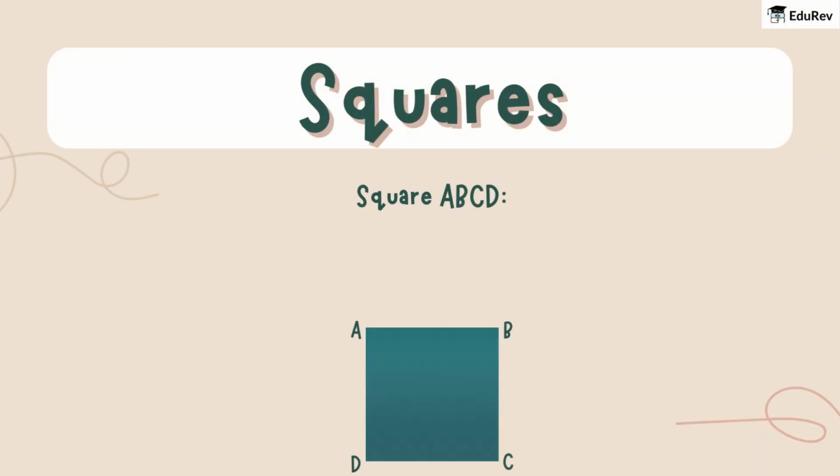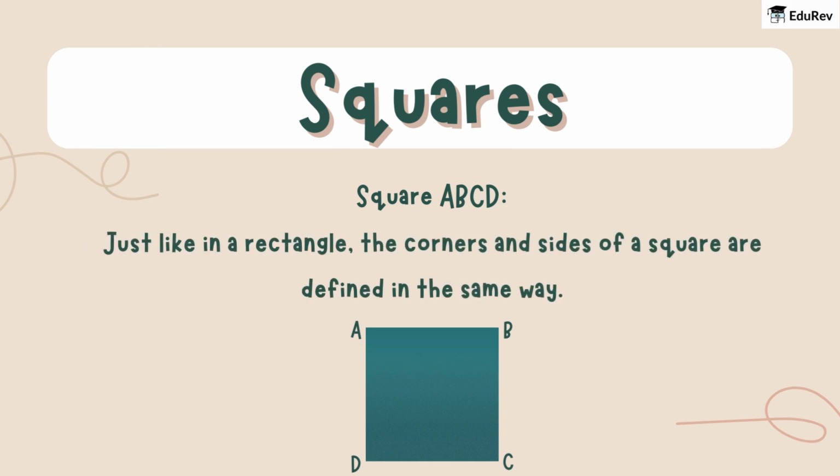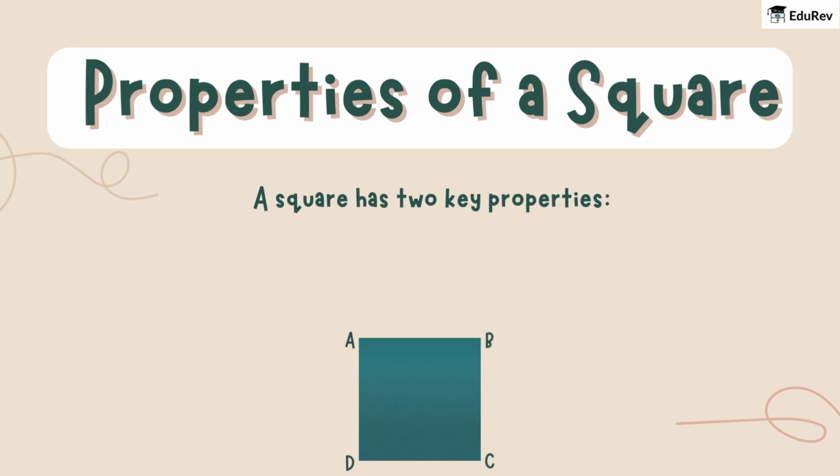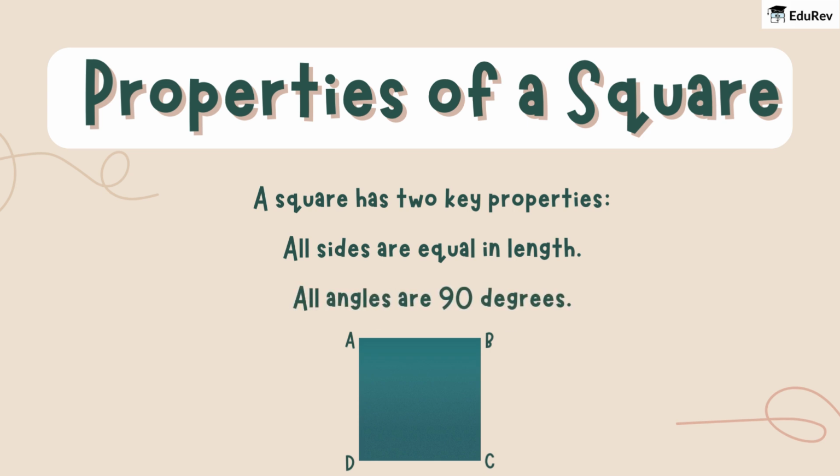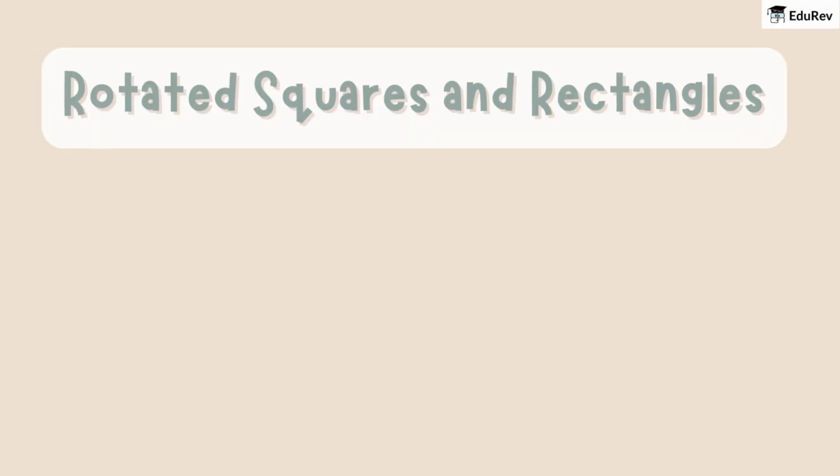Squares, square ABCD. Just like in a rectangle, the corners and sides of a square are defined in the same way. Properties of a square. A square has two key properties. All sides are equal in length. All angles are 90 degrees.